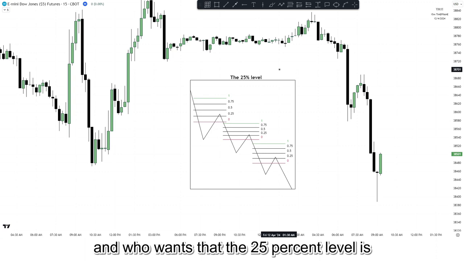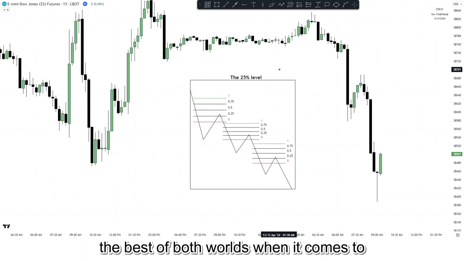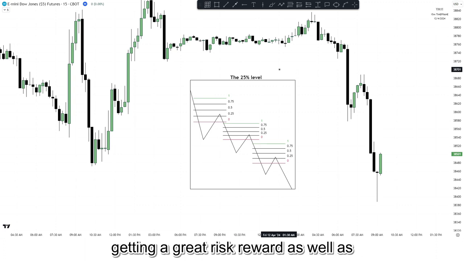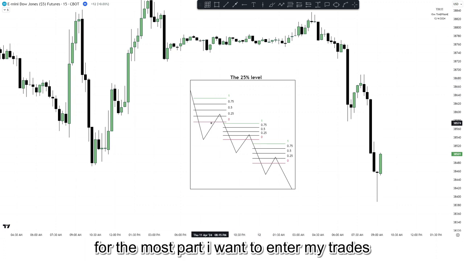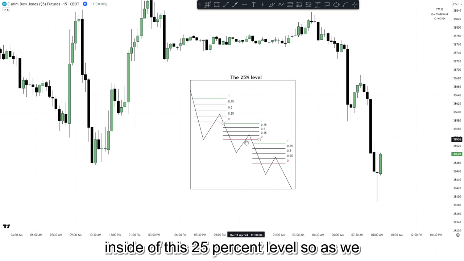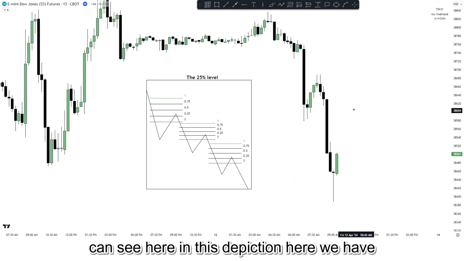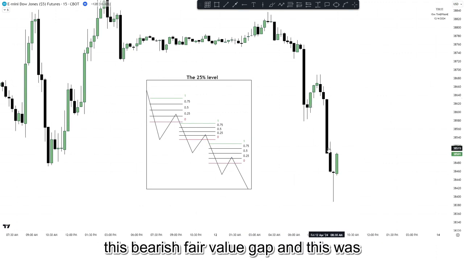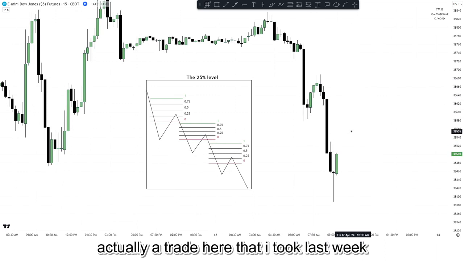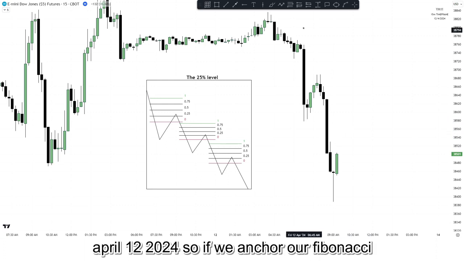The 25% level is the best of both worlds when it comes to getting a great risk to reward as well as ensuring that your trade gets tagged. So for the most part, I want to enter my trades inside of this 25% level. So as we can see here in this depiction, we have this bearish fair value gap. And this was actually a trade that I took last week, April 12, 2024.